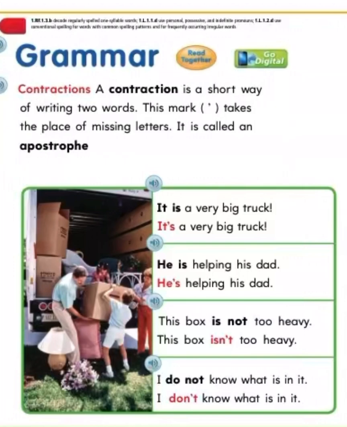Grammar. Contractions. A contraction is a short way of writing two words. This mark takes the place of missing letters. It is called an apostrophe. It is a very big truck. It's a very big truck. He is helping his dad. He's helping his dad. This box is not too heavy. This box isn't too heavy. I do not know what is in it. I don't know what is in it.